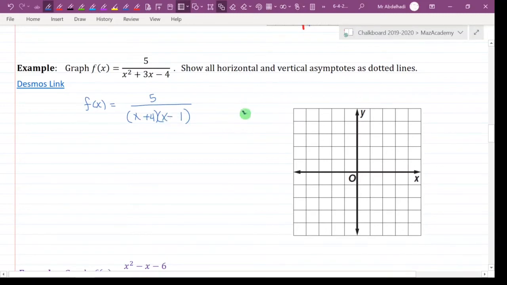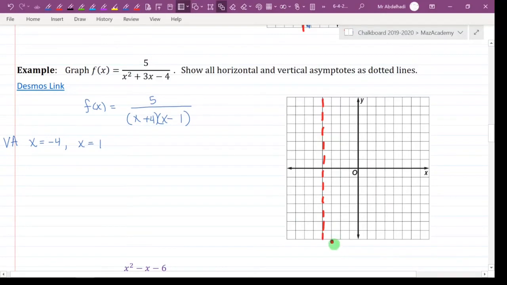So what are our discontinuities? x equals -4, if you set this equal to 0, and x equals +1 if you set this equal to 0. Are they asymptotes, holes, or one of each? Well, you can't cancel either one of them, so they're both vertical asymptotes. There's our vertical asymptote of x equals -4, and now x equals 1, which is over here. Is there a horizontal asymptote? Well, this function is bottom heavy, and if you're bottom heavy, your horizontal asymptote is the x-axis, y equals 0.